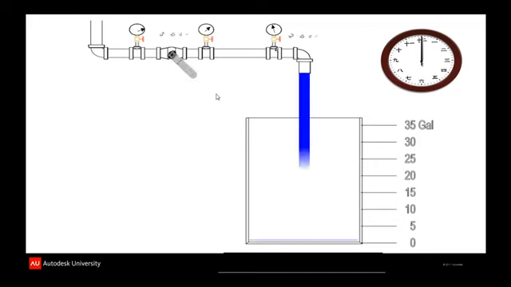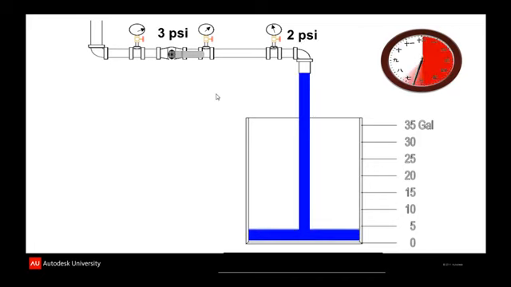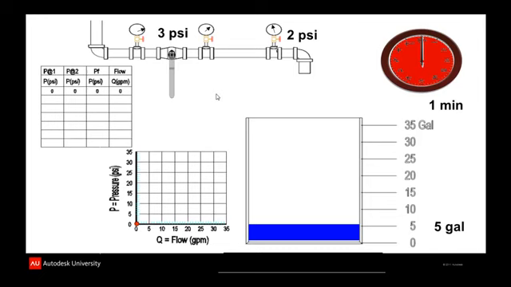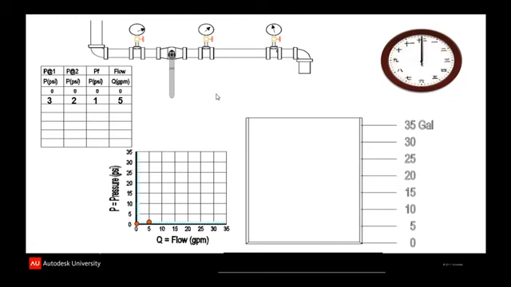Well, let's run our first test. We're going to open that valve till we get 3 psi at the upstream, 2 psi at the downstream. We'll run it for a minute and find we collect 5 gallons a minute. Again, we'll chart and graph those results. So we put the 3 upstream and the 2 downstream pressures, and we put the flow of 5 gallons a minute. We subtract the 2 pressures and get 1 psi as the friction loss. Then we can graph that. Then we could clear our tank, reset the valve, reset the clock, and run our second test in this series.